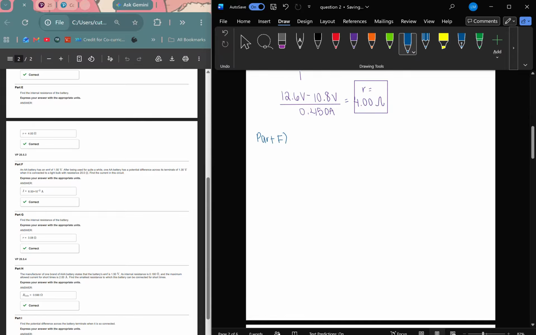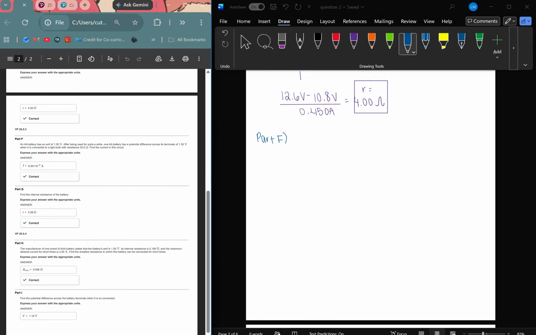Okay. A double A battery has an electromotive force of 1.50 volts. After being used for quite a while, one AA battery had a potential difference across its terminals of 1.30 volts. When it is connected to a light bulb with resistance 20.0 ohms, find the current in the circuit. So let's draw the diagram.